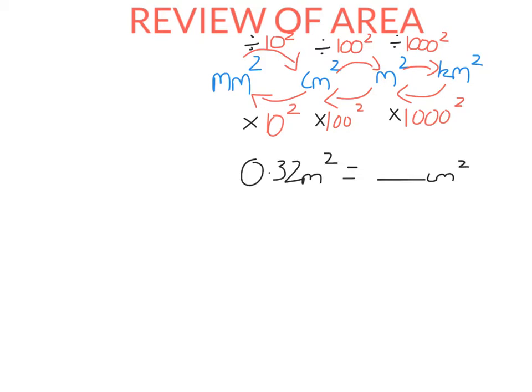So let's say you're asked to convert 0.32 meters squared to centimeters squared. Well, most people, they just times by 100. But you can't do that. If you're going meters squared to centimeters squared, you need to times by 100 squared. There are actually 3,200 centimeters squared in 0.32 meters squared.